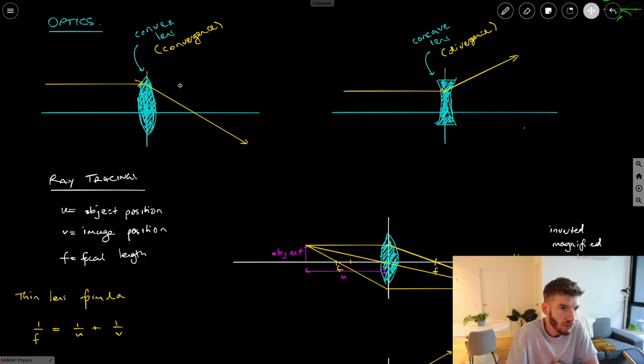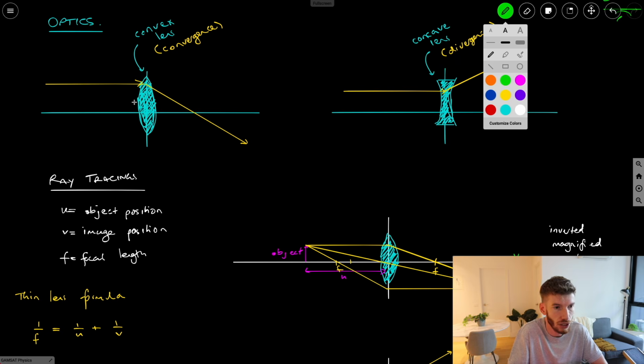So with optics, we just want to look at how lenses technically just refract light in order to move or produce an image that is either real or virtual, upright or inverted, and then either diminished or enlarged. That's all we need. So first of all, we've got to understand the two types of lenses. You've got this kind of almond-shaped one, which is a convex lens, and this will cause convergence of light. So it'll bend it inwards towards the axis.